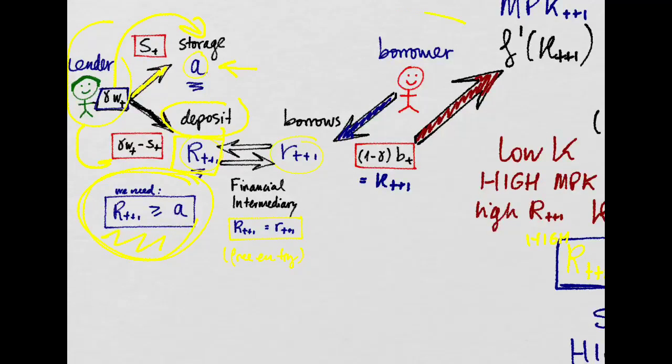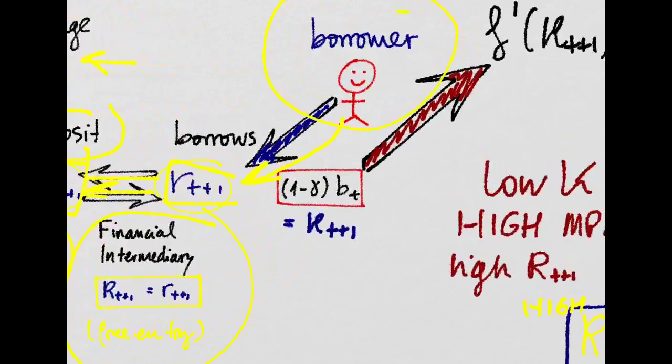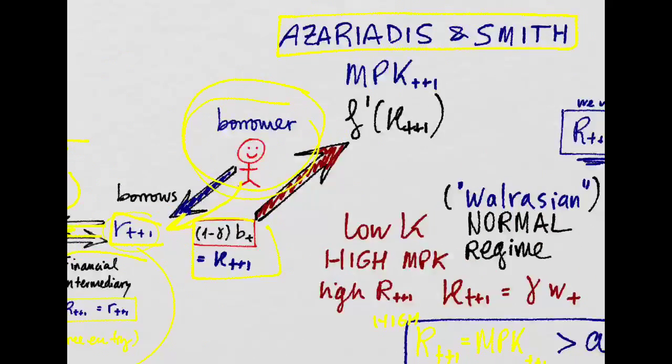And then on the other side we had the entrepreneurs borrowing money. They borrow this amount at a rate R, through a financial intermediary who met the depositors and the borrowers. And the borrowers would invest this borrowed amount into capital and get in the future the return of the MPK, the marginal product of capital.